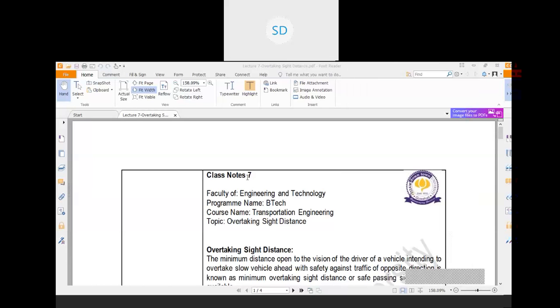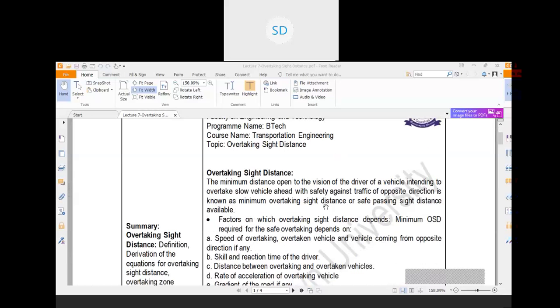So, in our previous class, we discussed the basics of sight distance, and after that, we went through the derivation of stopping sight distance. As per our discussion in the previous class, we know there are different types of sight distance. We have completed stopping sight distance. Now in this class we will be discussing overtaking sight distance.